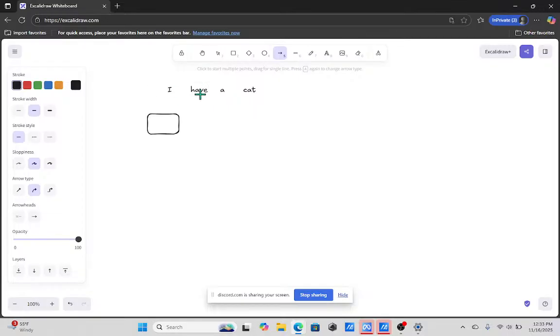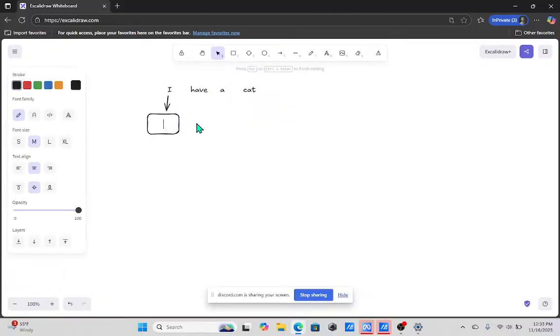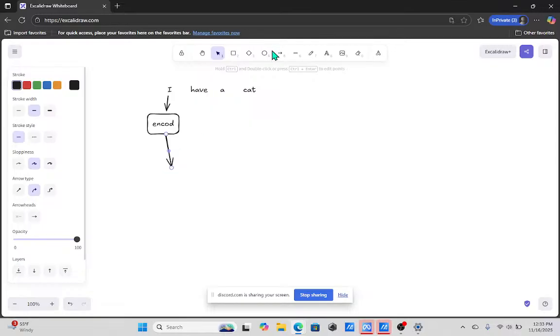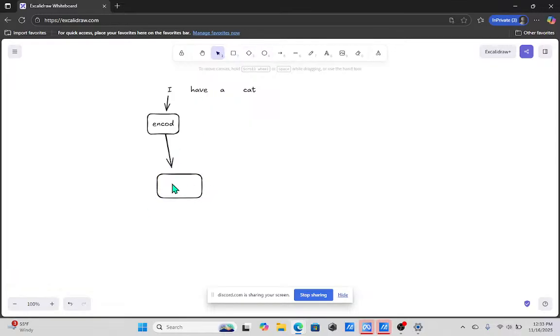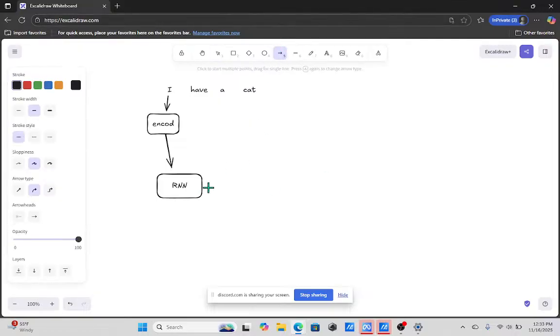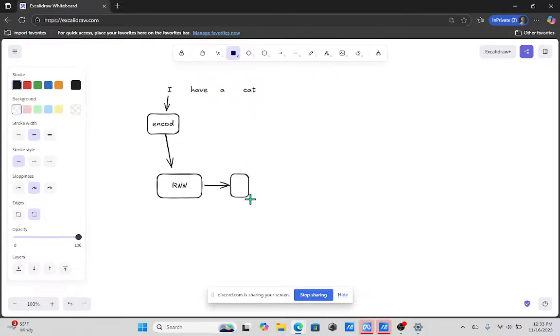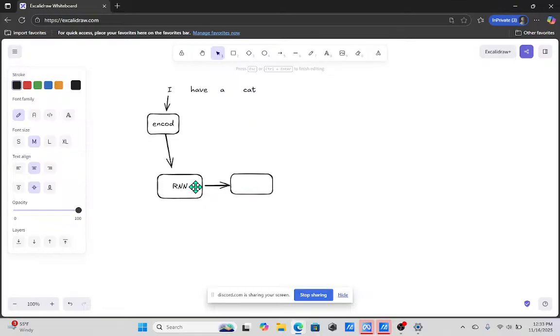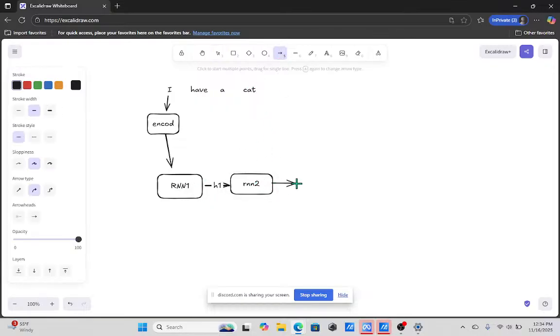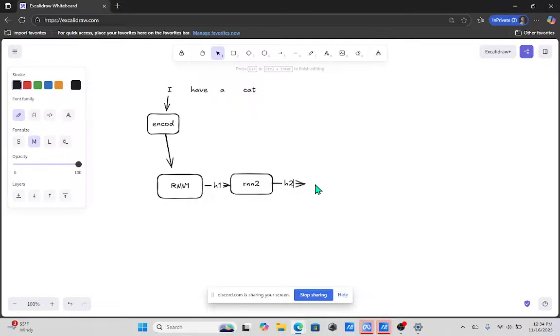The goal was to translate this text into a different language, say French. We would take each letter or each word, and it would go through an encoder and be placed into a model. This was an RNN or an LSTM, and it would output the next element. So that would be RNN1, this would be RNN2. And each time it will pass a hidden state, basically a memory: this will be H1, this will be H2, and so on.